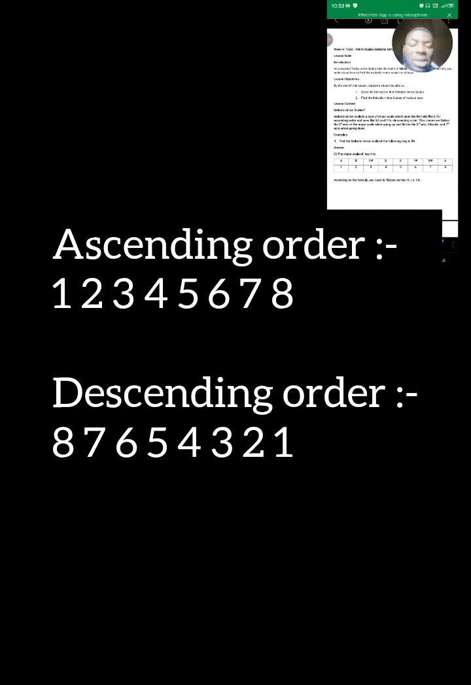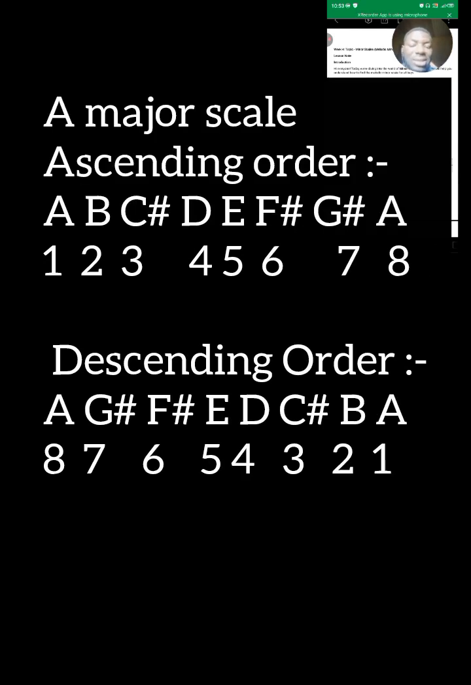Now this A major scale that we have here is in ascending order: A, B, C sharp, D, E, F sharp, G sharp, A. You can see that it's going higher. If it's descending, it will be coming back from the highest to the lowest. So the descending order will be A, G sharp, F sharp, E, D, C sharp, B, and A.